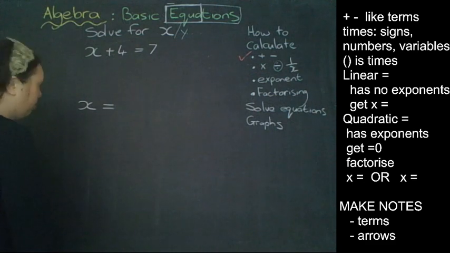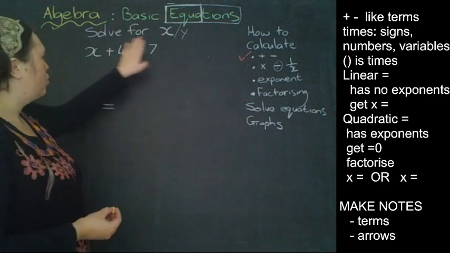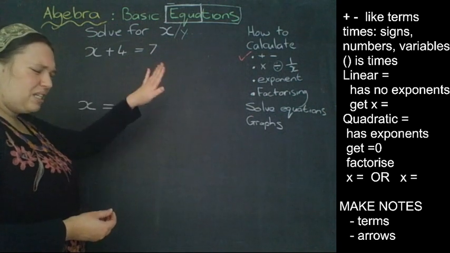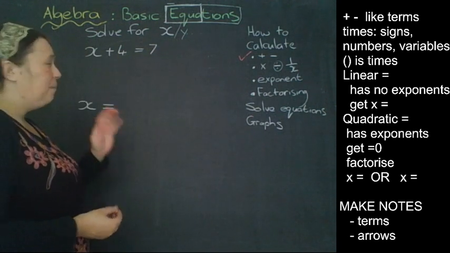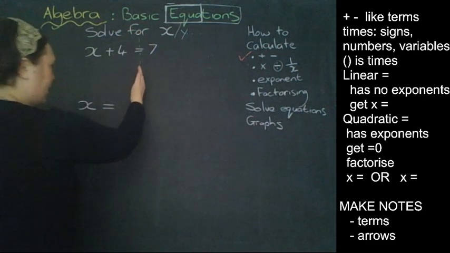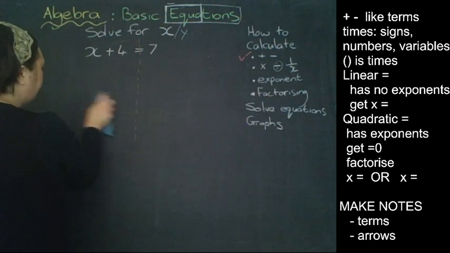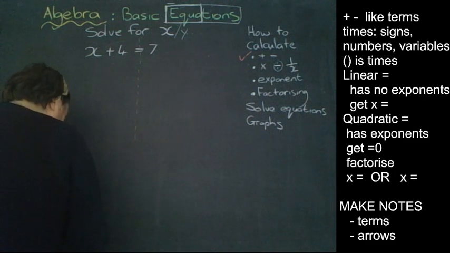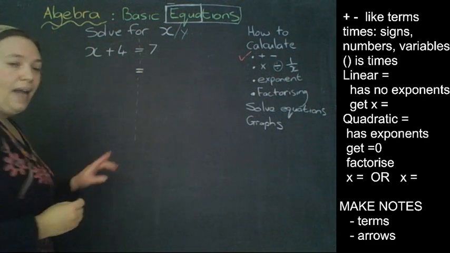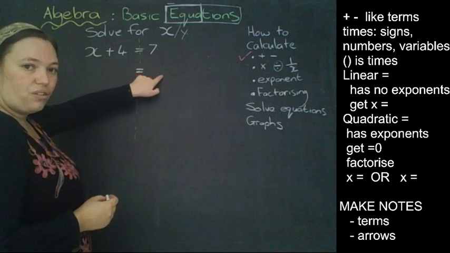So what we need to do is take everything over to the other side so that we've got x all by itself. Some people get confused with this. The easiest thing to do is to go like this and draw a line there. This is one side of the equals and that's the other side of the equals. All of my equals is going to be on this line. And every time something crosses this line, it has to change.